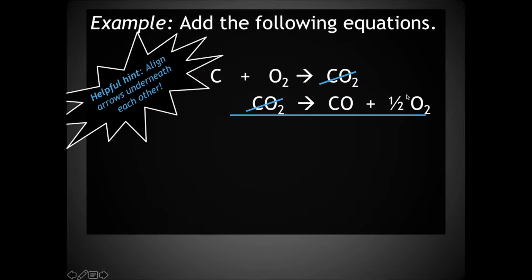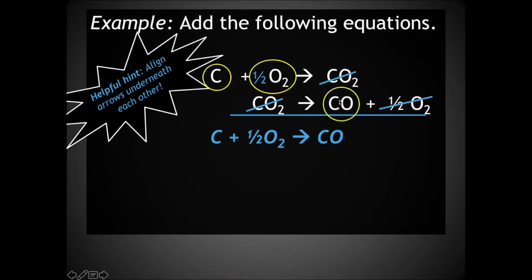However, you have this weird half sign, and you'll see all kinds of fractions as coefficients, even though I told you that's bad, but in this case, it's okay. We have half of an oxygen molecule, so it does need to cancel out half of this oxygen. That means it only leaves a half here. And then we're just going to add everything. So this carbon will come down here, plus half of an oxygen, and then the yield sign, and the only thing that's left on the right side is this carbon monoxide. So that would be your new chemical equation once you've added these two together.